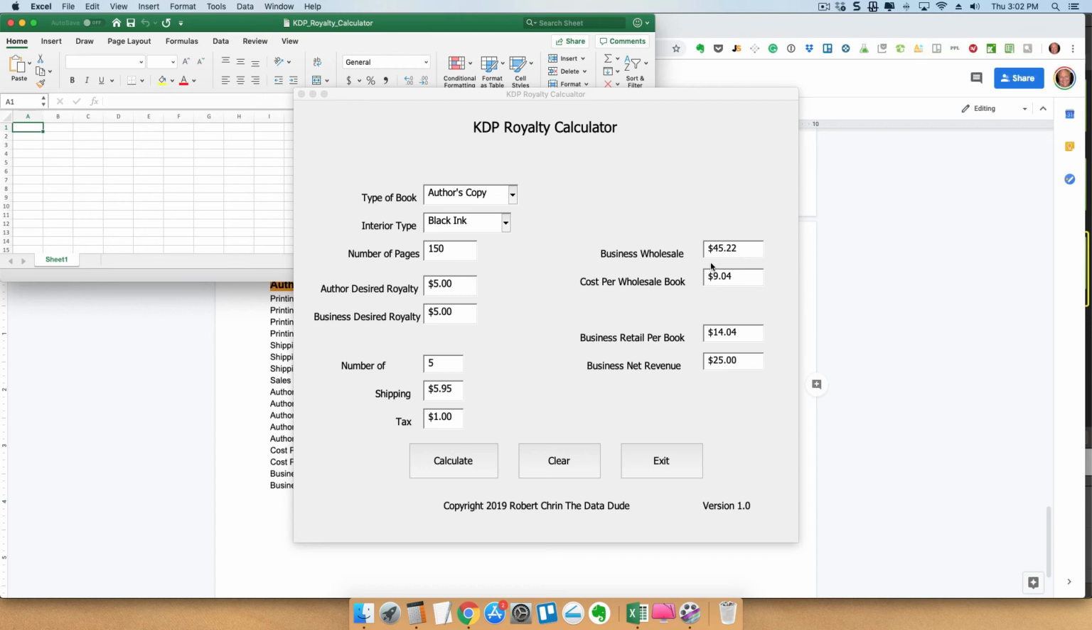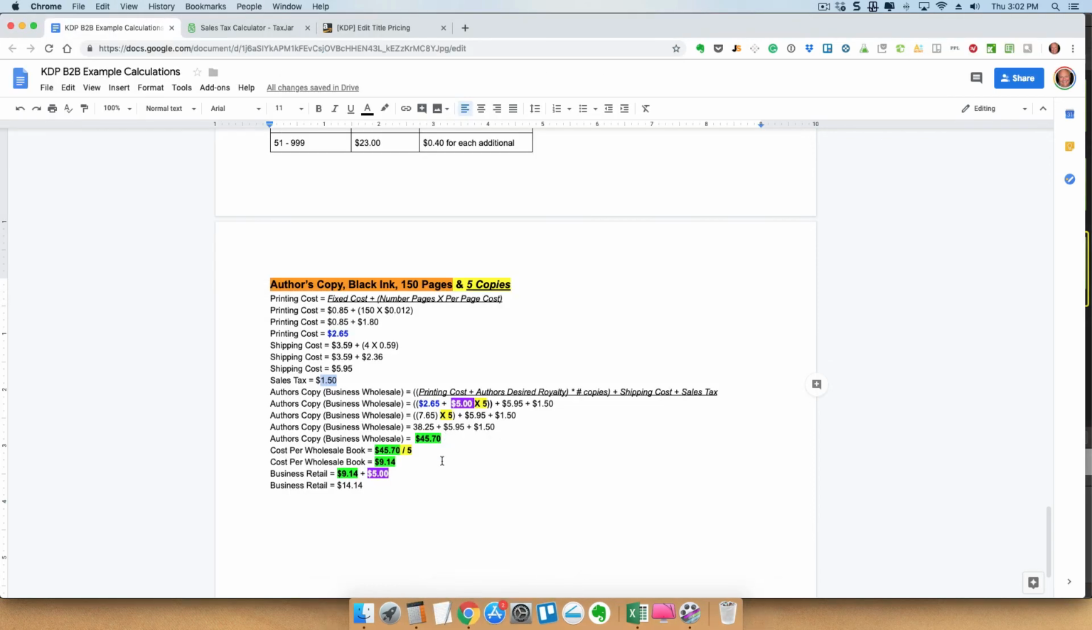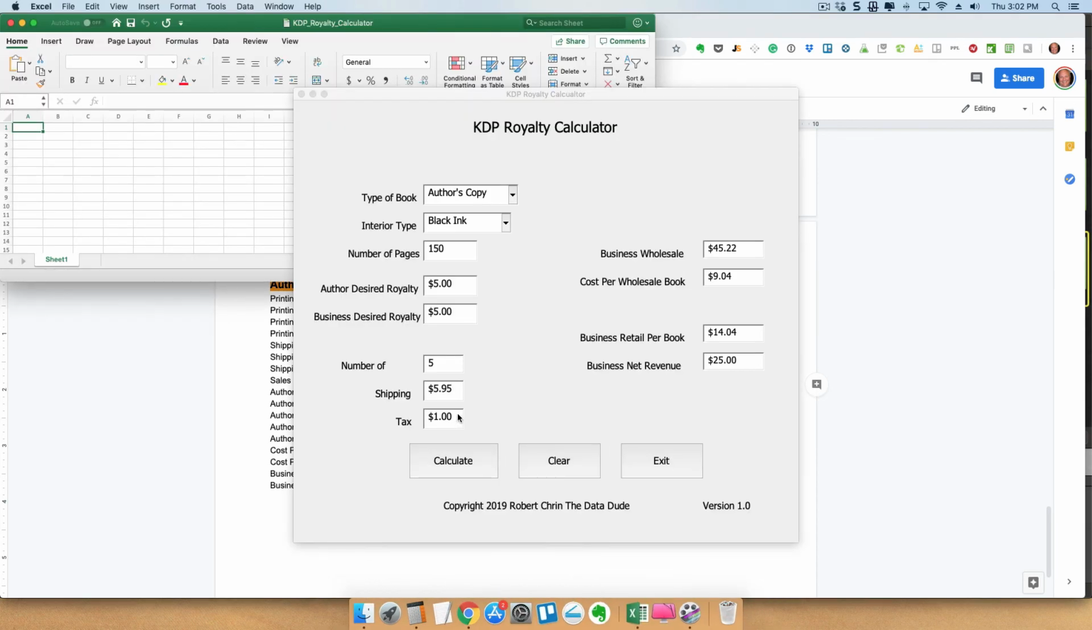But it's close. Now, if we go back to the cost here, we said $45.70, but we assumed it was $1.50 tax. So let me just put that in as an example. We're going to update this to whatever the tax is, 1.5, then recalculate. So it comes out to $45.72. Cost per book, slight rounding error. Cost per book, $9.14. They add in the $5, $14.14.